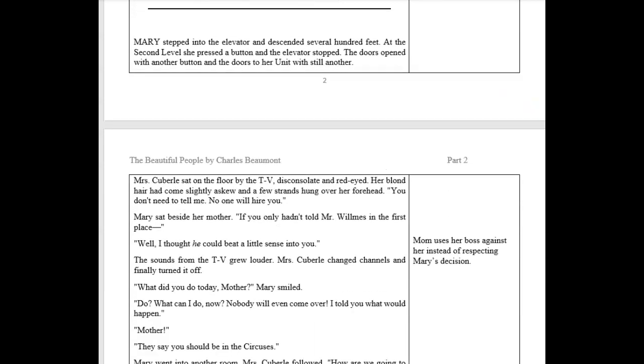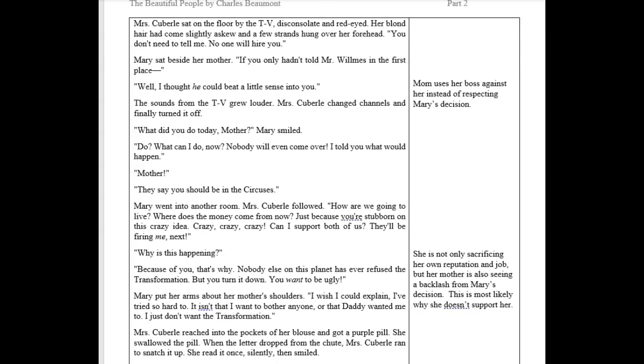Mary stepped into the elevator and descended several hundred feet. At the second level, she pressed a button and the elevator stopped. The doors opened with another button and the doors to her unit with still another. Mrs. Kuberl sat on the floor by the TV, disconsolate and red-eyed. Her blonde hair had gone slightly askew and a few strands hung over her forehead. You don't need to tell me. No one will hire you. Mary sat beside her mother. If you only hadn't told Mr. Wilmes in the first place. Well, I thought he could put a little sense into you. The sounds of the TV grew louder. Mrs. Kuberl changed channels and finally turned it off.